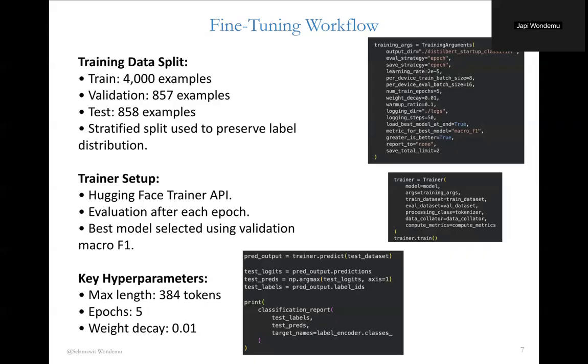The key parameters I set up were the max length. I chose 384 tokens after looking at the startup descriptions and their averages and medians. I set the epochs to 5, but we are loading the best model. And then we are also using a weight decay of 0.01.